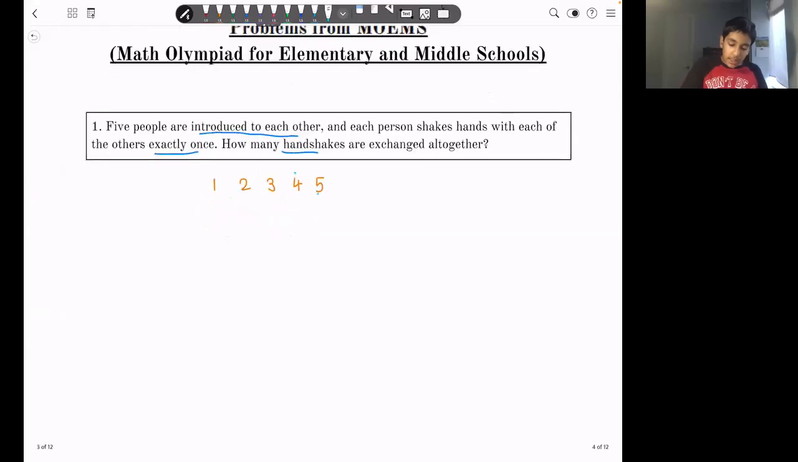Okay, so we see that for each of these 5 people, they shake hands with the 4 other people. Except there's one thing that we may not have considered here. In a handshake, 1 shakes hands with 2, and 2 shakes hands with 1, but these are the same thing. It's still 1 handshake. 1 handshake is being shared by 2 people.